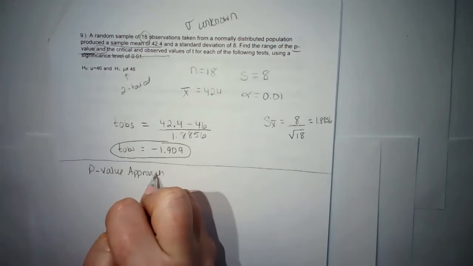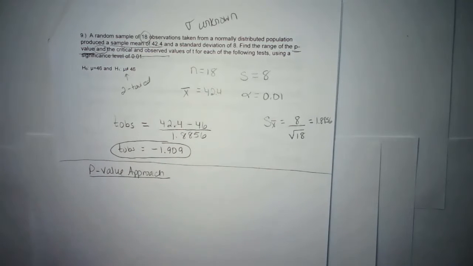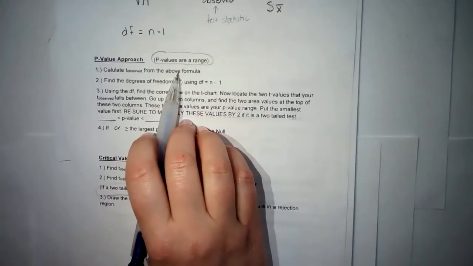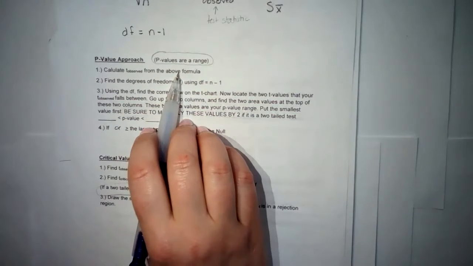Okay, remember, they are so totally different. I really hate that they make you do both of them at the same time. Okay, so here we go. We go to p-value approach. Now this is different. This says for sigma unknown, our p-values are a range. We haven't had that before. That's how it is for sigma unknown. So it's a little different.